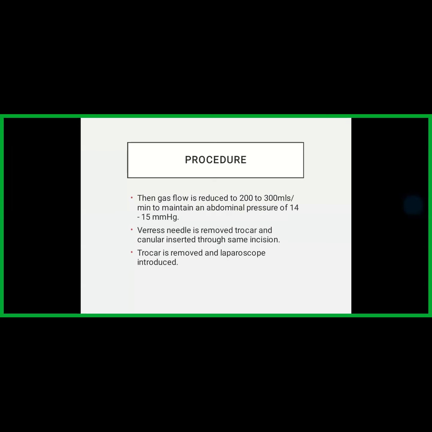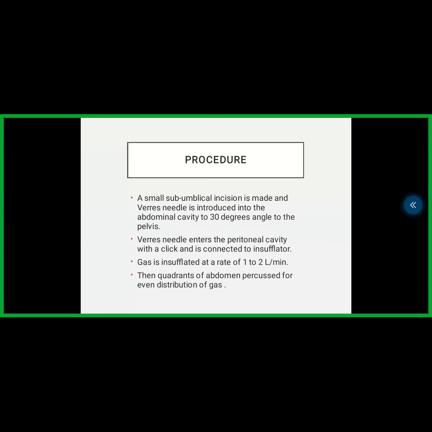Then after this too, another thing is after insufflating the gas, initially the gas is insufflated at the rate of 1 to 2 liters per minute. Then after insufflating the gas, the quadrants of the abdomen are percussed for even distribution. You have a tympanic percussion note because of the air that is in the peritoneal cavity.